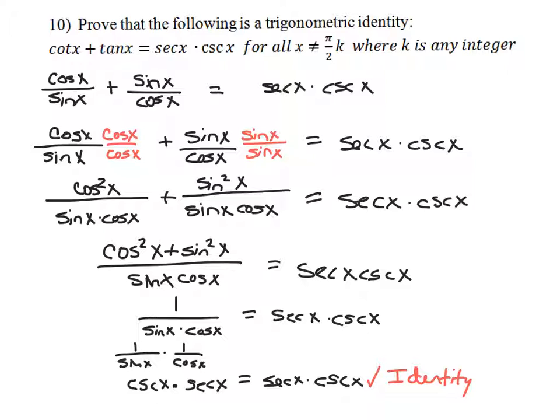So we've seen some examples of simplifying trig expressions, and we've also seen some examples of working out identities to show that the left side and the right side of an equation equal each other. That's what an identity is, a statement that is always true for all values of x in the domain.